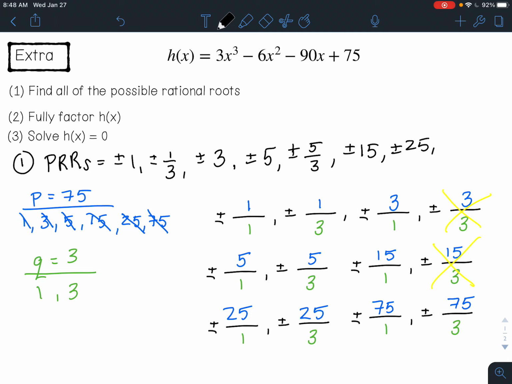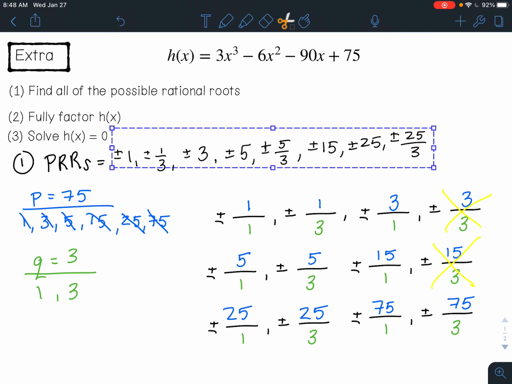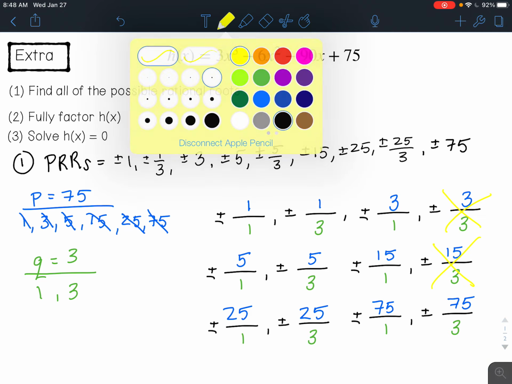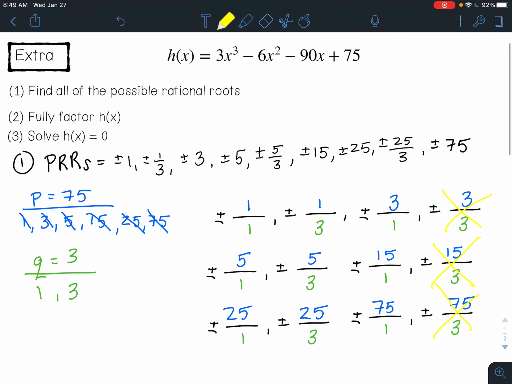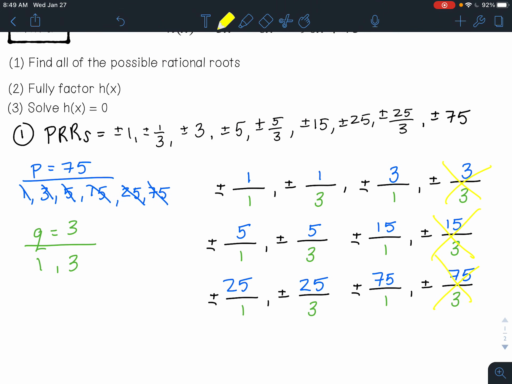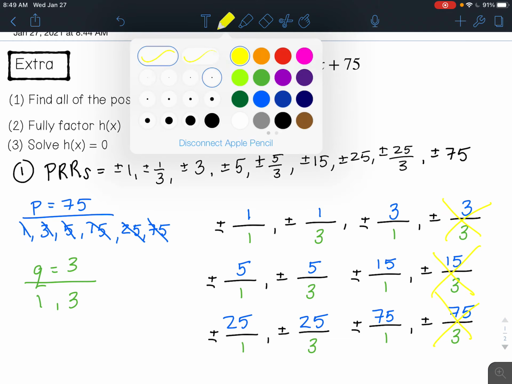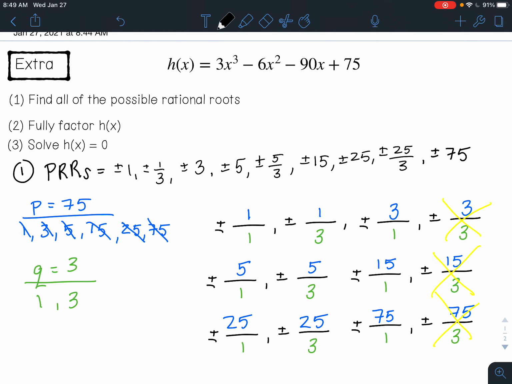25 over 1 is a new answer, and so is 25/3. And then we also have 75 is a new one. I'm just going to resize this list so I can fit everything into one line. And then 75 is also a new option. And then 75 over 3 is 25. So that one's no longer an option. So we're done with part 1. We've listed all of the possible rational roots. So these are all the possible whole number and fraction x-intercepts for this function. So then for part 2, we're just going to start testing them with synthetic division to see which one works.